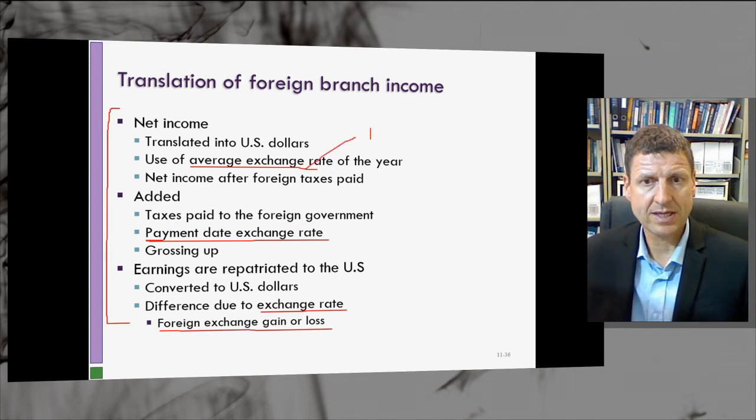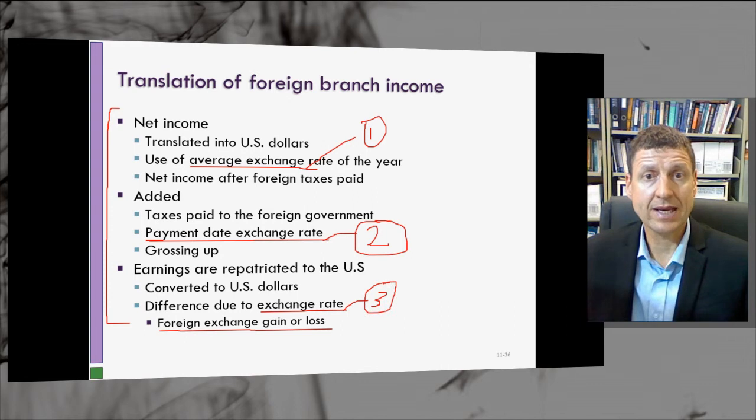I think there are 3 things here that we want to pay attention to without getting into the actual mechanics, but these are the things that you need to be aware of when trying to account for the translation of foreign branch income.